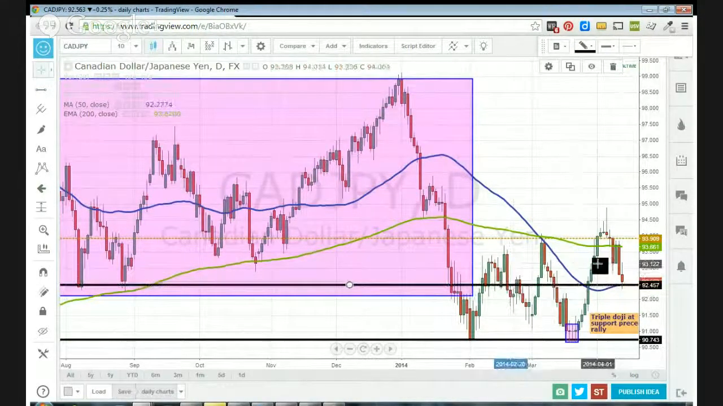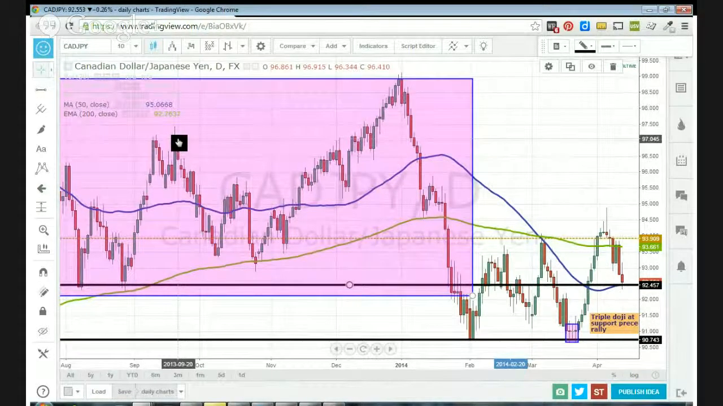I entered way back here. It came down and it almost hit my stop. My stop was right here. It rallied up. I should have, in hindsight of course, taken profit here, but it came back down and took my stop out here at break even. So I didn't lose any money, but that position is no longer on.